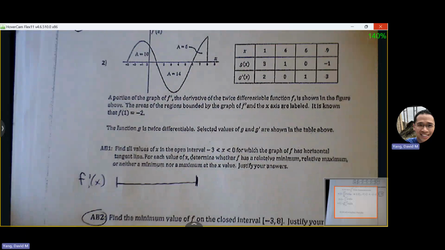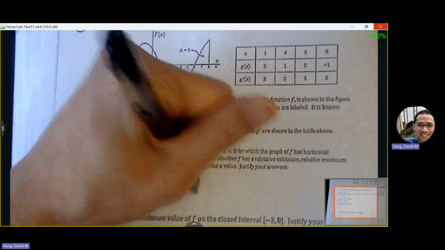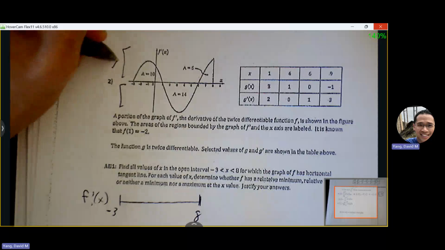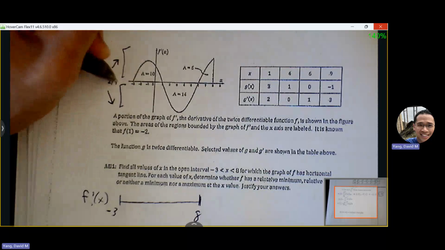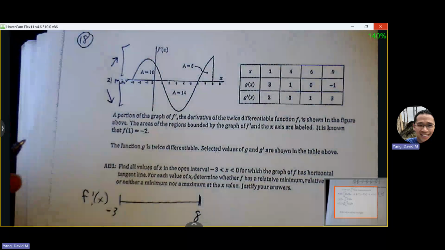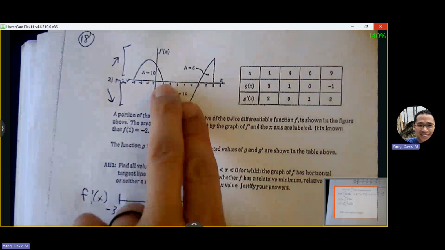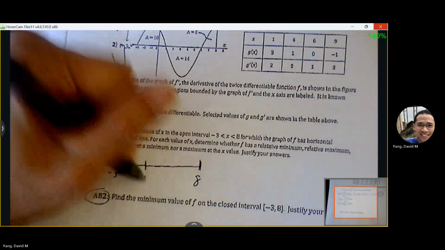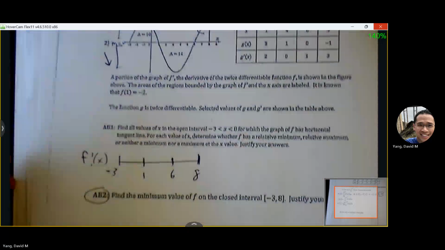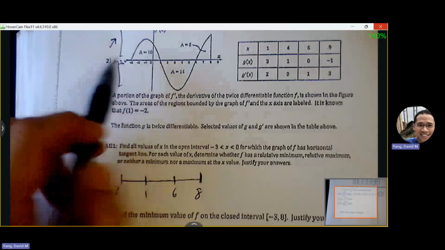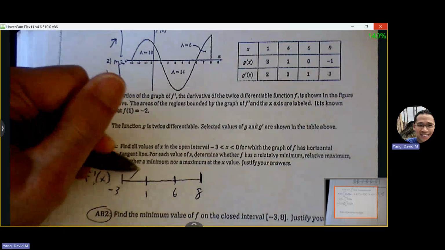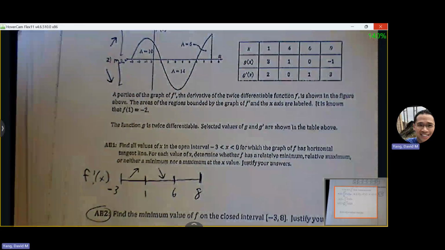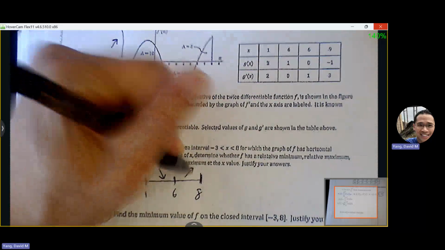I know my endpoints, -3 and 8. This is my derivative graph, so I want to label accordingly. Above is positive slope, below is negative slope. On the x-axis is slope 0. Critical points are my x-intercepts, so 1 and 6. Between -3 and positive 1, above the x-axis, so positive slope. Between 1 and 6, below the x-axis, negative slope. Between 6 and 8, above the x-axis, positive slope.